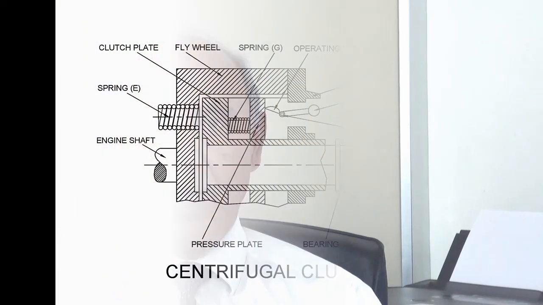When the speed of the engine shaft is reduced, the centrifugal force is also reduced, and the contact between the flywheel, clutch plate, and pressure plate is lost, putting the clutch in disengaged position, and no motion is transferred to the clutch shaft. To understand how it happens, let us have a look at the diagram of centrifugal clutch.